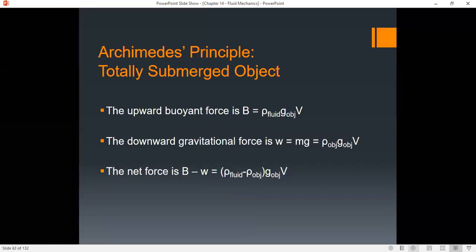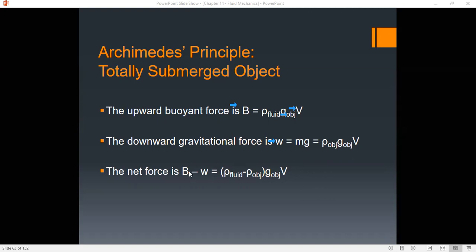Okay, so Archimedes principle, again, if we have a totally submerged object, we can see that the buoyant force is going to be equal to the density of the fluid times acceleration of gravity times the volume of the object. This subscript is in the wrong place. Of course, the downward force is going to be equal to the weight.